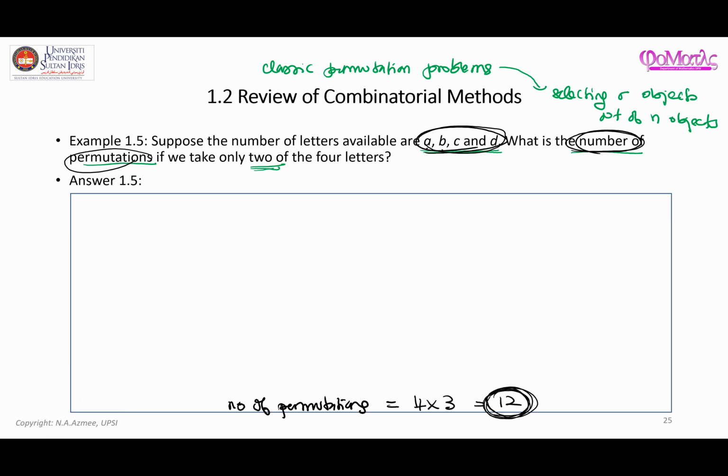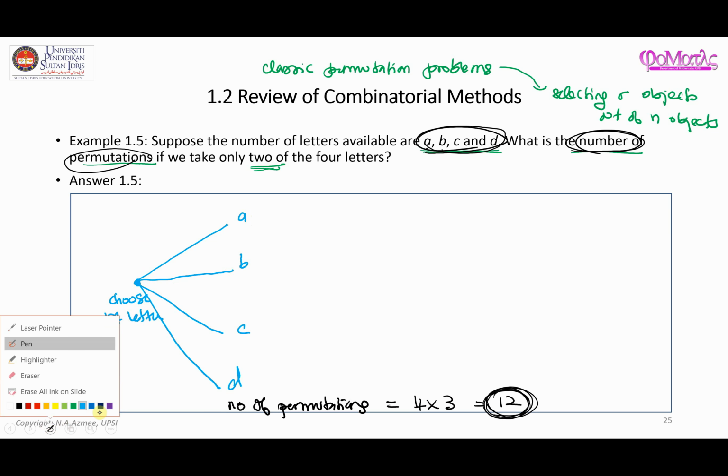Okay, so imagine that in the first stage of choosing the first letter, so this is the first stage of choosing the first letter. You have four options. So you have A, B, C, and D.